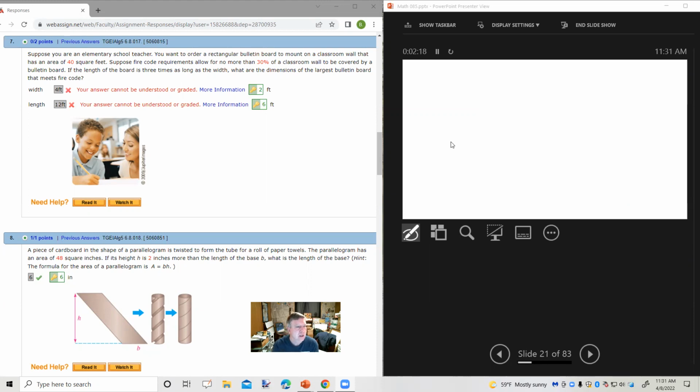It says, suppose you are an elementary school teacher. You want to order a rectangular bulletin board to mount on a classroom wall that has an area of 40 square feet. Suppose fire code requirements allow that no more than 30% of a classroom wall is to be covered by a bulletin board. If the length of the board is 3 times as long as the width, what are the dimensions of the largest bulletin board that meets fire code?